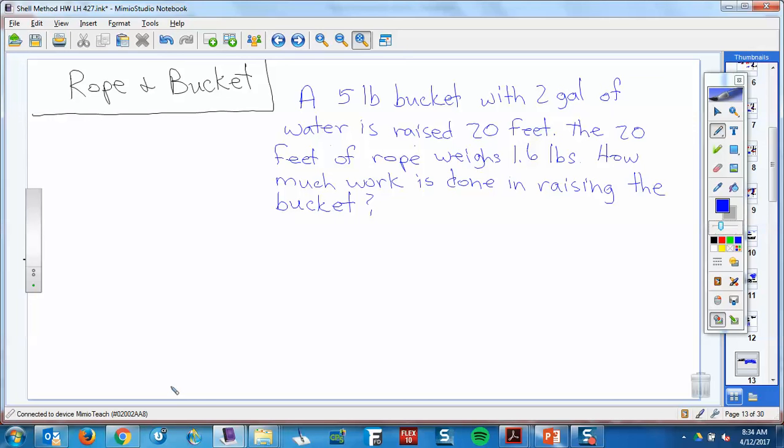We did sand on a pile, and we did a lot of different related rate problems. Here I'm going to be more specific in the type of problem. You've got a 5-pound bucket with 2 gallons of water, in a well, maybe, and there's rope attached to the bucket, obviously. The 20 feet of rope weighs 1.6 pounds. How much work is done in raising the bucket?